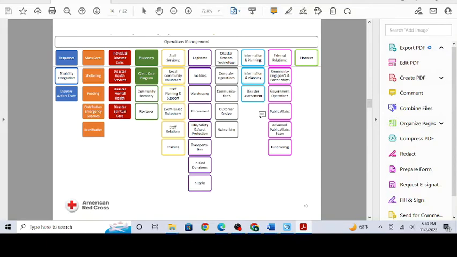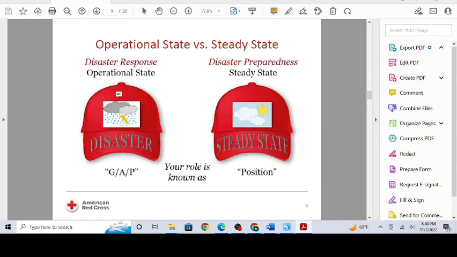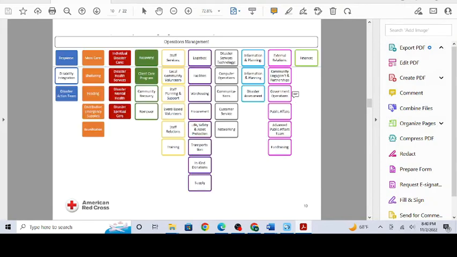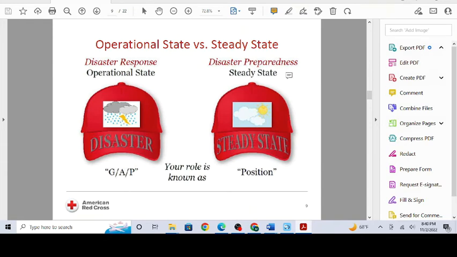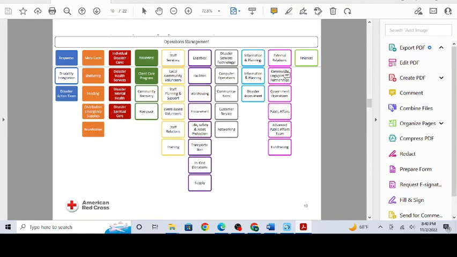Now what you're seeing here is an organizational chart of an operational state structure. This is not an organizational chart of a steady state structure. The beauty of this structure is it's entirely scalable. In other words, you only activate these boxes if there is the need for it in a particular emergency. Different emergencies will have different needs. A large hurricane will have different needs than, let's say, a local apartment fire.